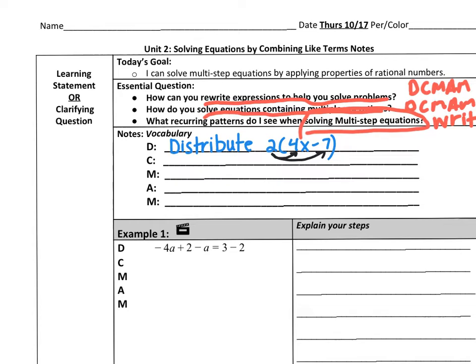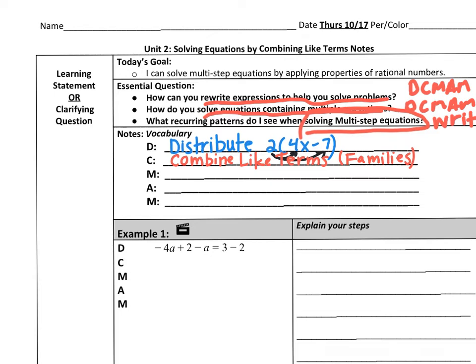Okay, second, C is combine like terms. So let's go ahead and write that down. Combine like terms, which means we're going to put the families together. So we're going to be talking about families. And that's a skill you learned in 7th grade and also in 6th grade, where you're putting the x's together or the y's or the constants.